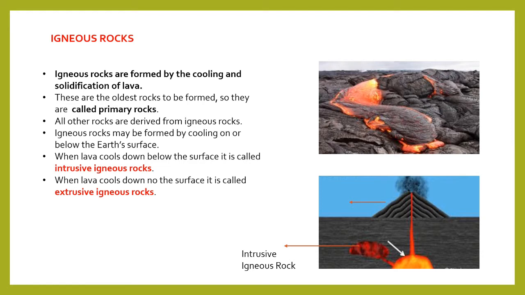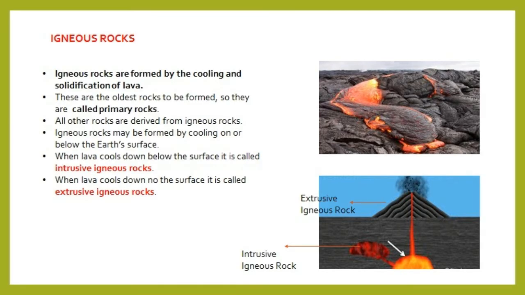Usually whenever volcanic eruptions take place, your lava comes on the earth's surface, and also sometimes when cracks and fractures occur on the earth crust, the lava comes on the earth's surface and solidifies. Solidification of lava results in the formation of igneous rocks. These rocks are the oldest rocks to be formed, so they are called primary rocks. All other rocks are derived from the igneous rocks.